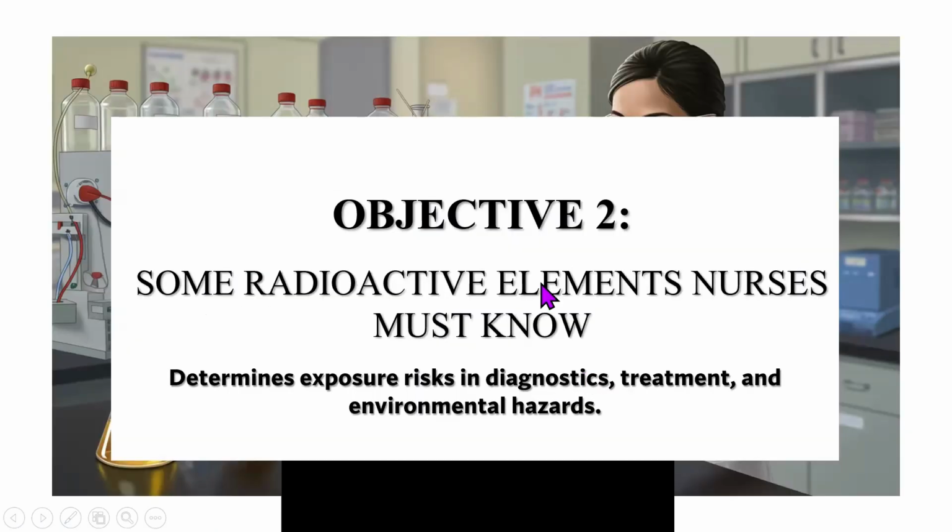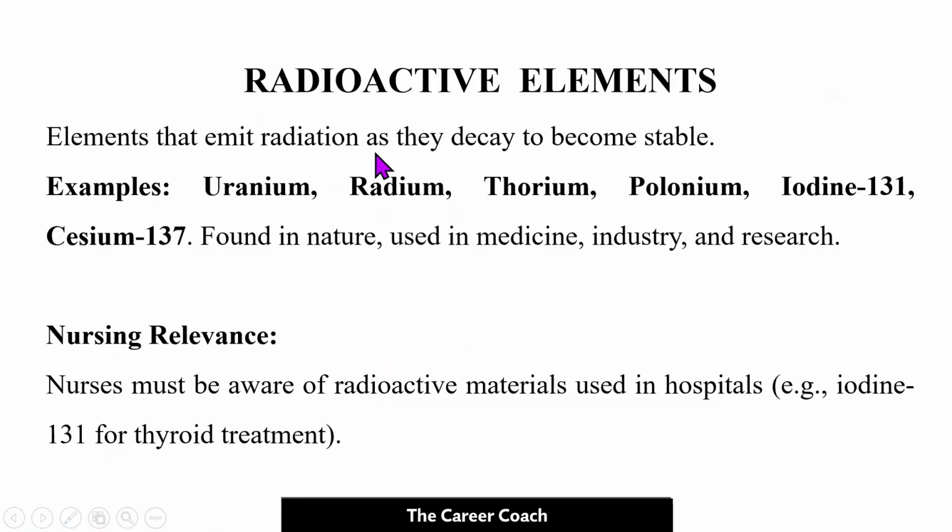Objective number 2. We want to discuss some radioactive elements nurses must know. What are radioactive elements? Radioactive elements are elements that emit radiation as they decay to become stable. Example: uranium, radium, thorium, polonium, iodine 131, cesium 137. They are found in nature, they are used in medicine, they are used in the industry, and they are used in the research areas. Nurses must be aware.